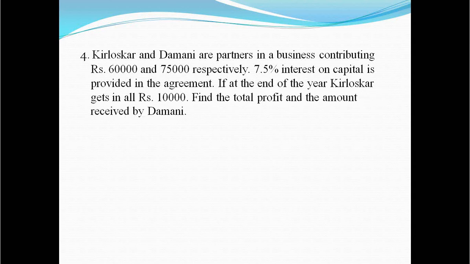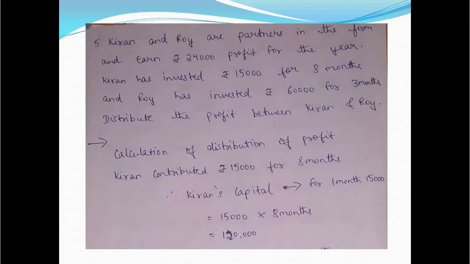Kirloskar and Damani are partners in a business contributing 60,000 and 75,000 respectively. 7.5% interest on capital is provided in the agreement. If at the end of the year Kirloskar gets in all rupees 10,000, find the total profit and the amount received by Damani. Similar problems have already been solved in the last class, so I think you will get the answer for this. Now let's move towards the next problem.